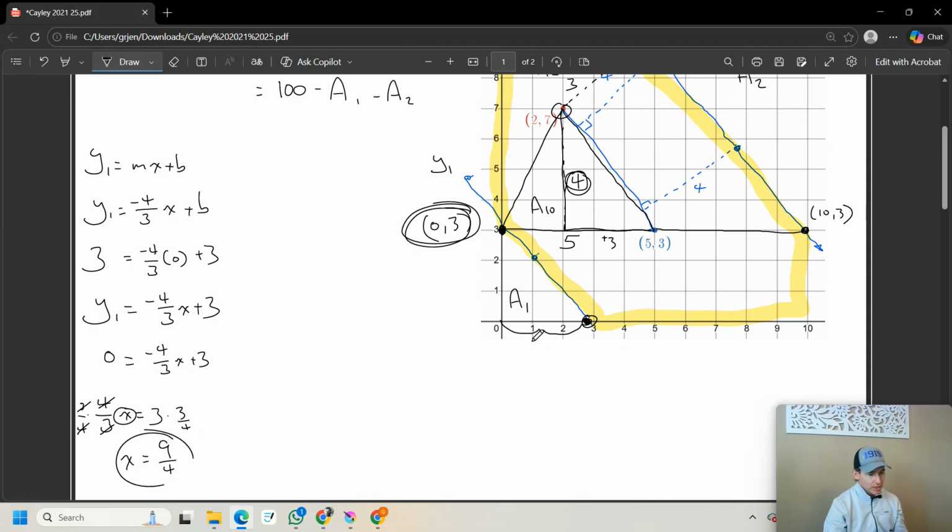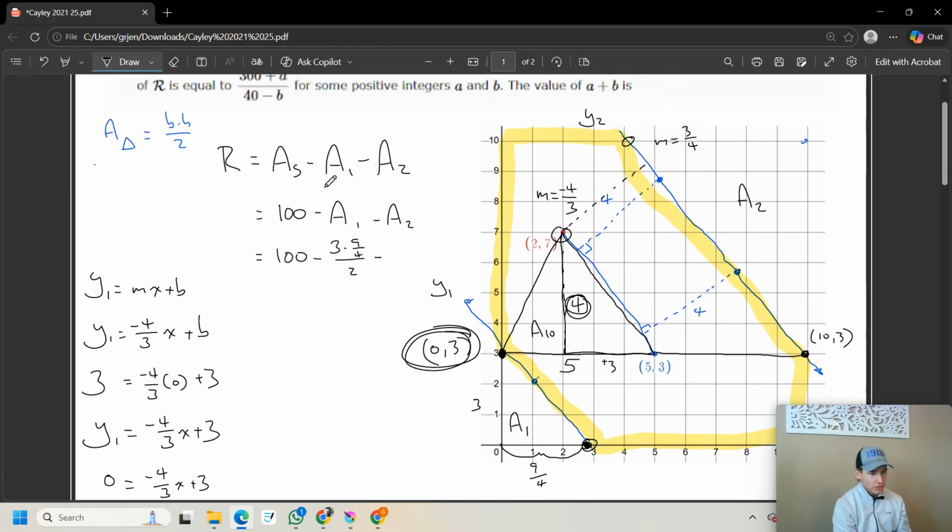So I have this one is 9 on 4, and this is 3. Okay, so I can use that for area 1. So this is my area of R is equal to 100 minus 3 times 9/4 over 2. Okay, so that's the area of the triangle A1.